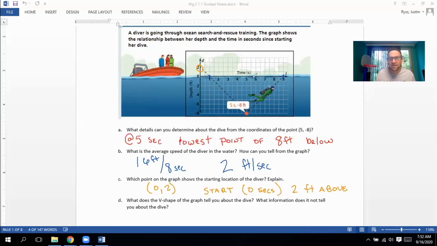The graph goes down and up. So basically meaning we know she's going to go down 8 feet, and then it's not like she's staying there for a second, because that would be a flat line if she was like staying there and picking up seashells or something, but then goes right back up. So we know her dive goes down and right back up.